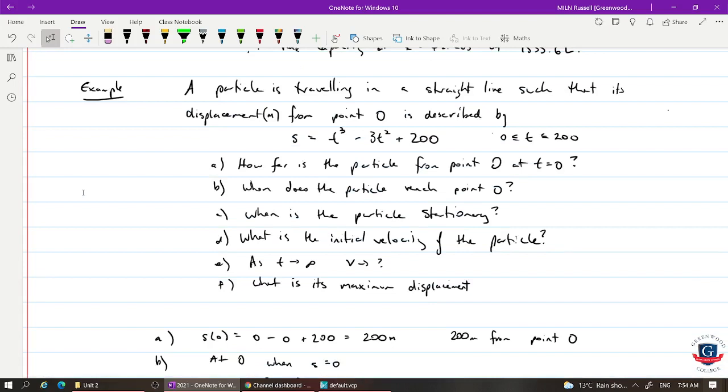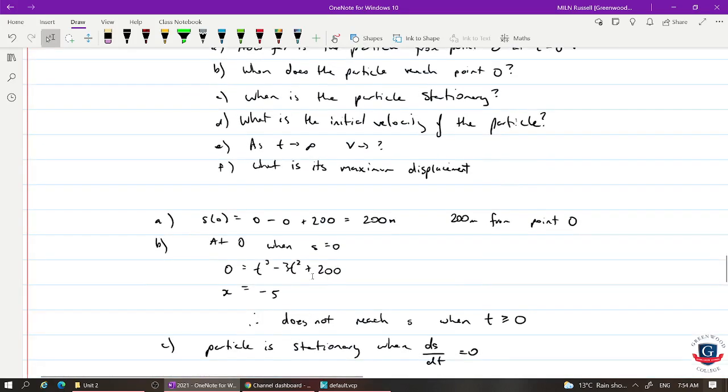A particle is traveling in a straight line such that its displacement from point 0 is described by s equals this expression for t from 0 to 200 seconds. And this is in meters. So how far is the particle from point 0 at t equals 0? Well, substitute t equals 0 into this equation, you get 200 meters. When does the particle reach point 0? That'll be when the displacement is 0. It does it at t equals minus 5, which is out of the range. So it never reaches the origin.